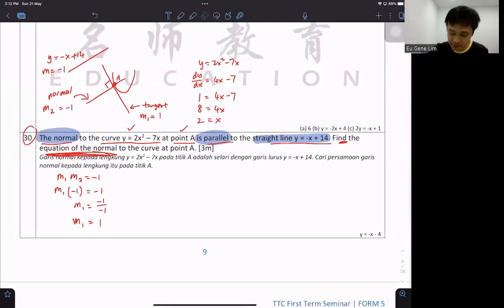Understand? So x equals 2, meaning this point. Meaning the point A, this one, the point A. Point A, the x is 2. x is the coordinate of that point, understand?